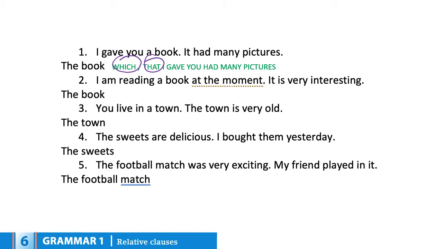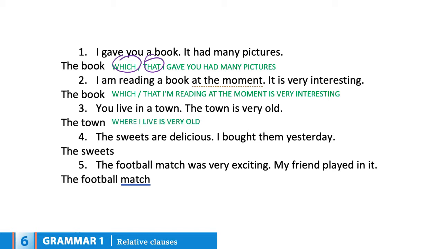Number two, I'm reading a book at the moment. It is very exciting. So the book that I'm reading at the moment is very interesting. Number three, you live in a town, and this town is very old. So the town, which is a place, okay, the town where I live is very old. Number four, the sweets are delicious. I bought them yesterday. So the sweets, what sweets? The sweets that I bought yesterday are delicious.